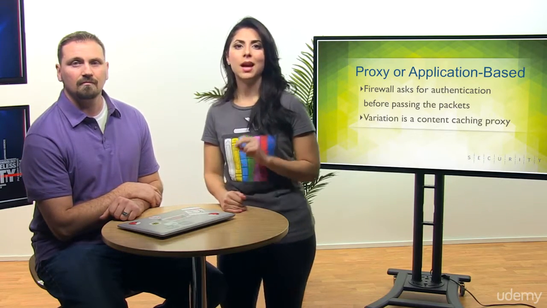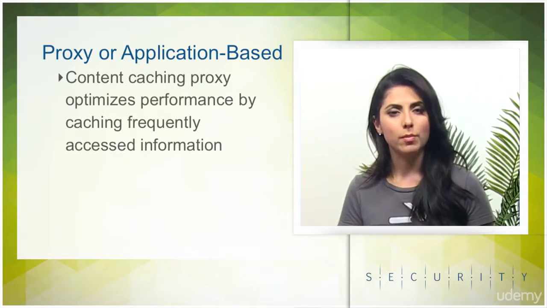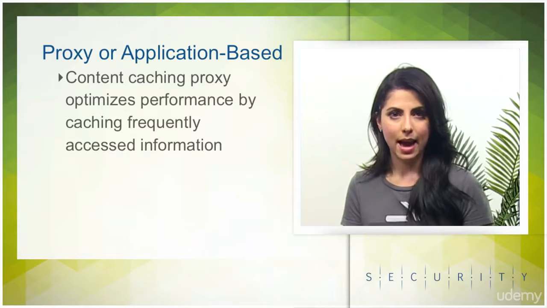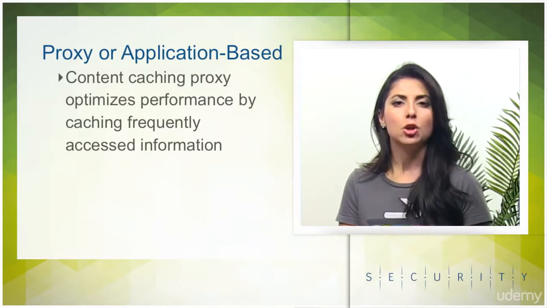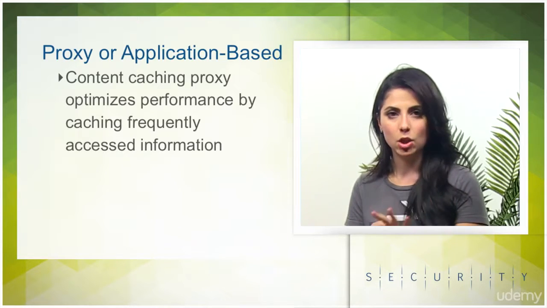Yes, and next we have proxy or application-based firewalls, and they focus on the application layer, not just the packets. They analyze the application information to decide whether to transmit the packets or not. A proxy-based firewall asks for authentication information before passing the packet. A variation of the proxy-based firewall is a content caching proxy. The content caching proxy optimizes performance by caching frequently accessed information. Instead of sending new requests for the same old data to the servers, it caches the most frequently used data.